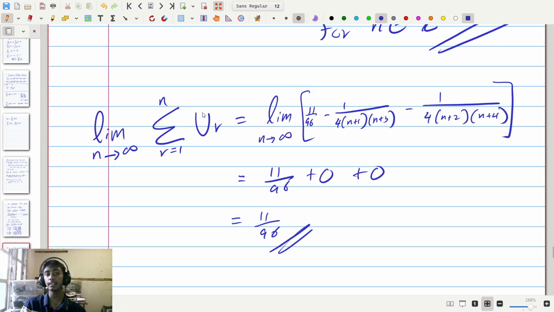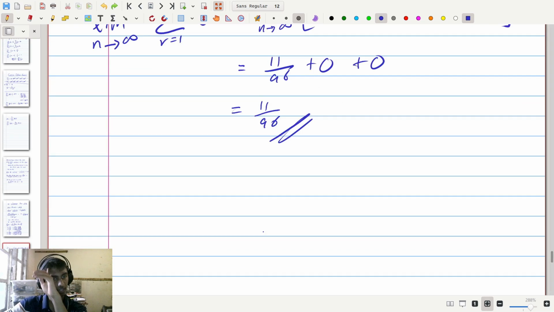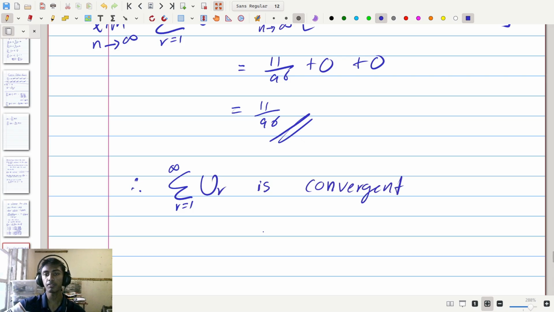So we've proven that the infinite sum from r equals 1 up to infinity, so basically the limit as n approaches infinity of the sum from r equals 1 to n of u of r, is equal to 11 divided by 96. Therefore, the sum from r equals 1 up to infinity of u of r is convergent because we found the value, it's a specific definite value, and its sum is 11 over 96. So there's our answer.